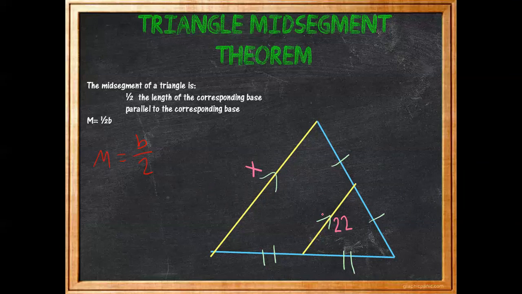So for this one right here, make sure we always pay attention to what information we're given. Here we're given the mid-segment, so we want to plug that into M. So we're going to say 22 equals B over 2, and just like the previous problem, we're going to multiply by 2, which gives us 44. So we know that x for this one equals 44.